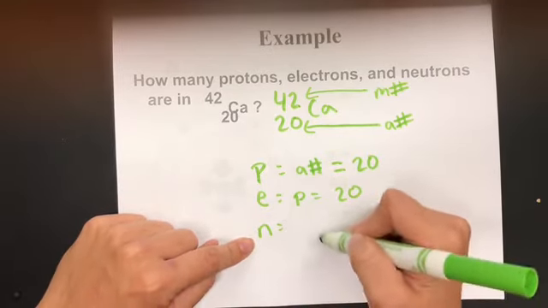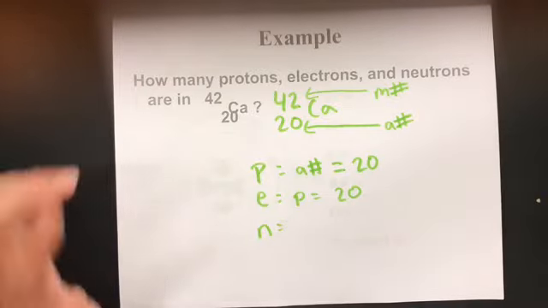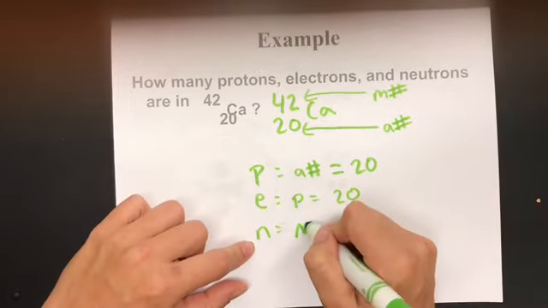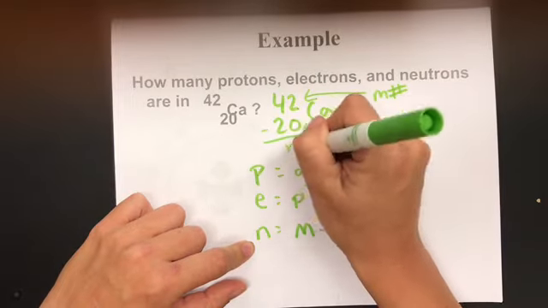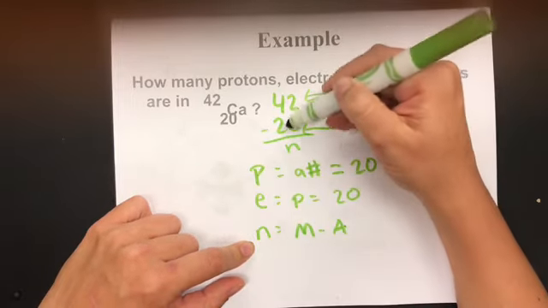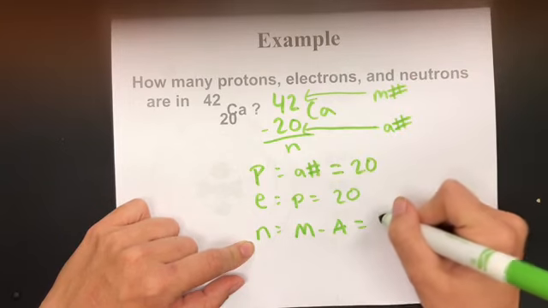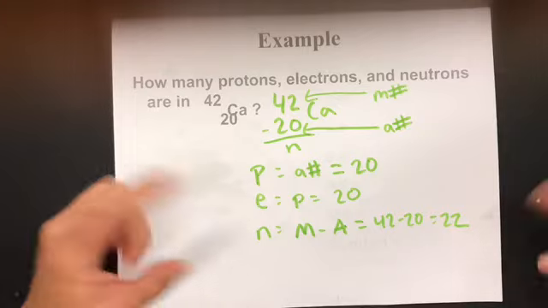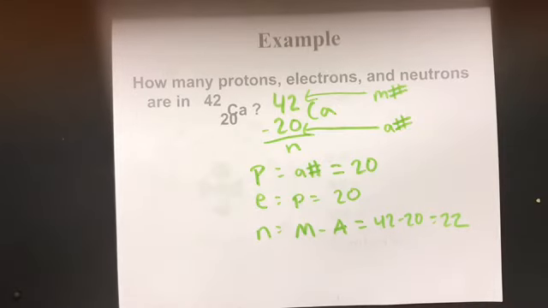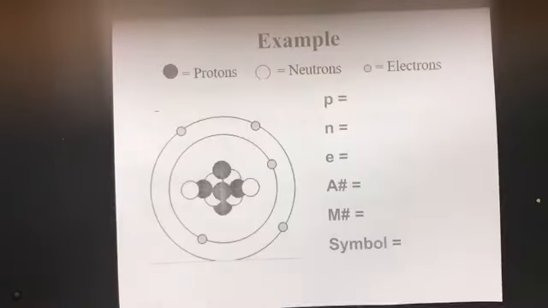A lot of times students will put 42 because that's the only number left, right? That is wrong. To find neutrons, you do mass minus atomic. You have to subtract the two, so you need to think of it like that, okay? You subtract the two to get neutrons. So you're going to do 42 minus 20, which gives you 22, and that's all you got to do. That's it. Voila.